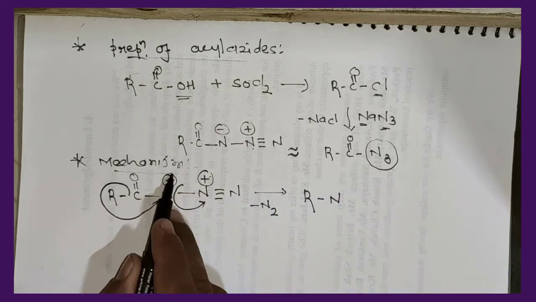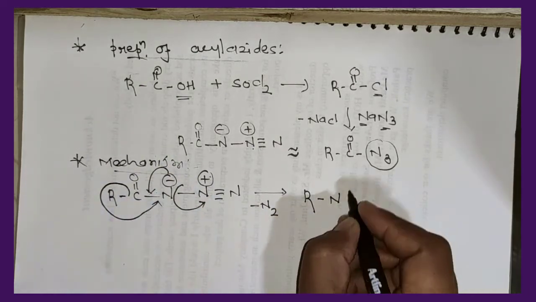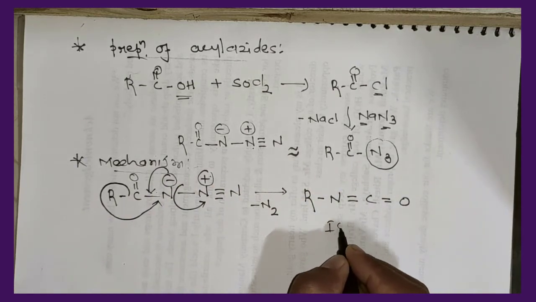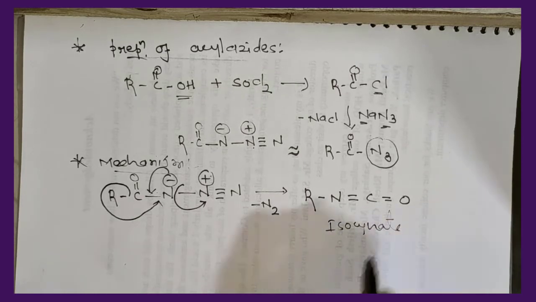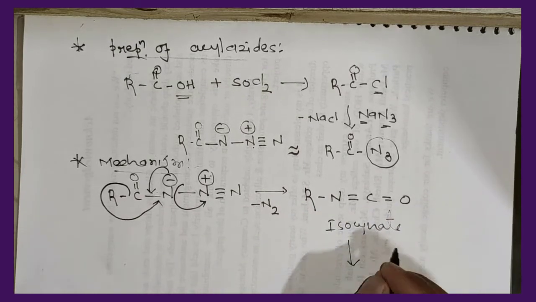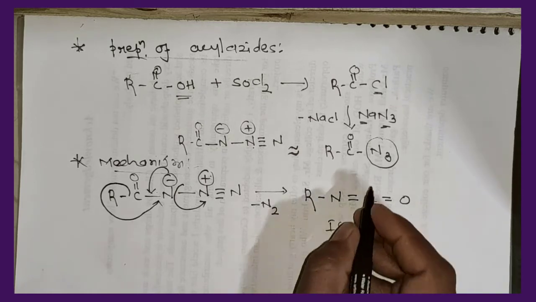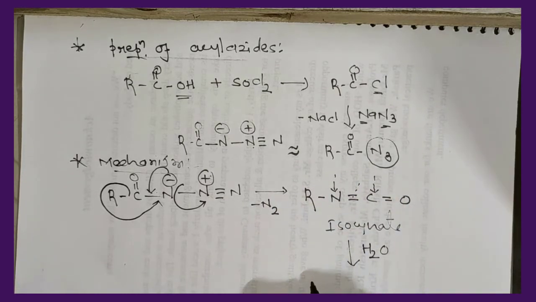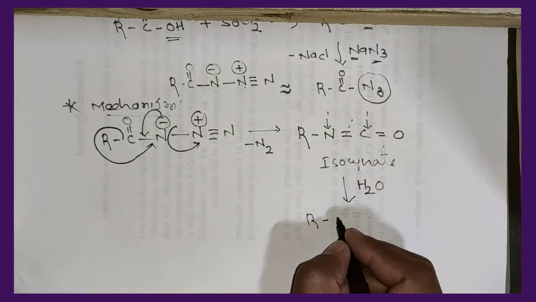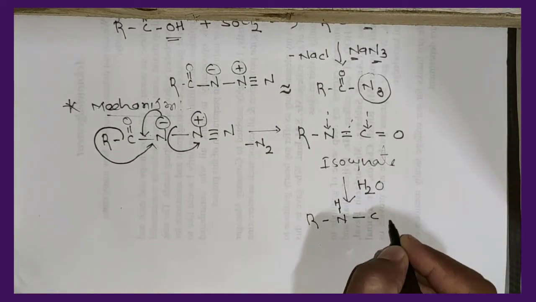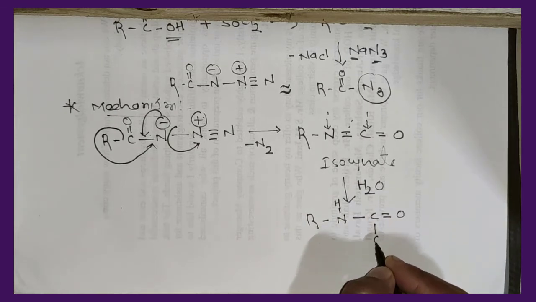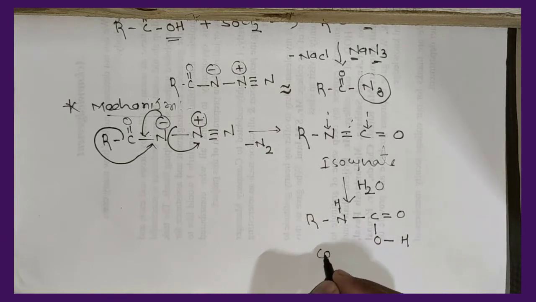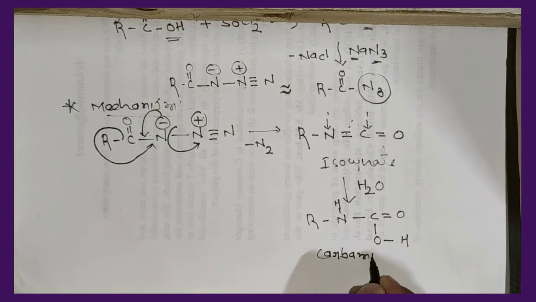Nitrogen carries a negative charge, so it participates in the bonding. So R N double bond C double bond O, and this part is our isocyanate, right? Now addition of simply a water molecule. This bond breaks, with H on one side and OH on the other. So R, here NH, here C double bond O, and this carbon is attached with the OH part. This species is known as carbamic acid.